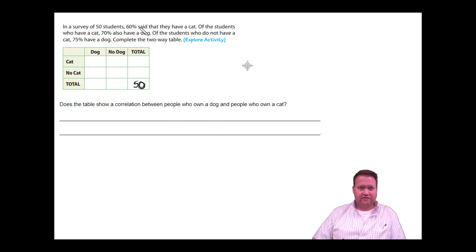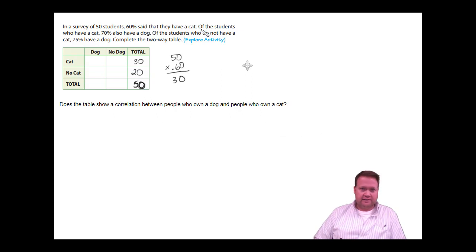Out of the survey of 50 students, 60% said that they have a cat. 60% of 50 students, meaning we've got to multiply 50 times the decimal of 60%, which is 0.6 or 0.60, and you can use your calculator if you wish. That comes out to 30 people. And so in a survey of 50 students, 60% of them, or 30 of them, said they have a cat. So 30 out of the 50 have a cat. Well, I know that this column is going to add up to 50, which means this number right here has to be 20, because 30 plus 20 is 50.